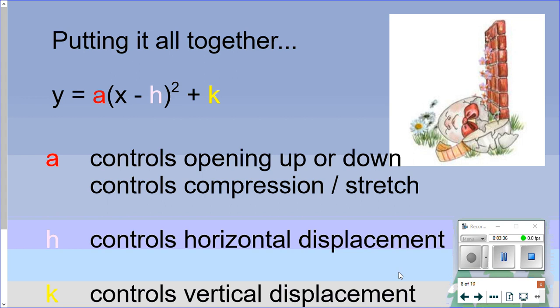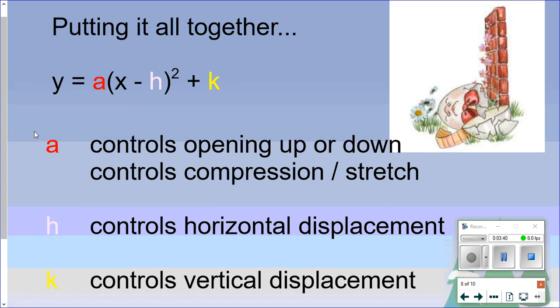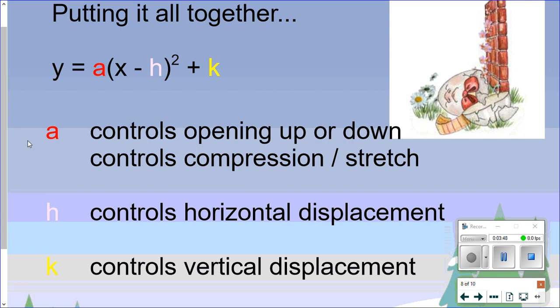So, putting it all together, a controls whether it opens up or down. If it's positive, it's up. If it's negative, it's down. It controls the compression or stretch. So if it's larger than 1, it's stretched. If it's between 1 and 0, then it's compressed. I'm ignoring signs. So if it's negative 0.5, that's still between 1 and 0, so it'll be compressed.